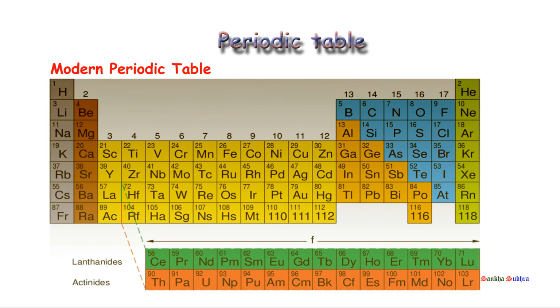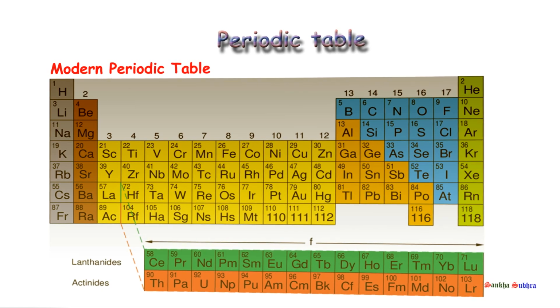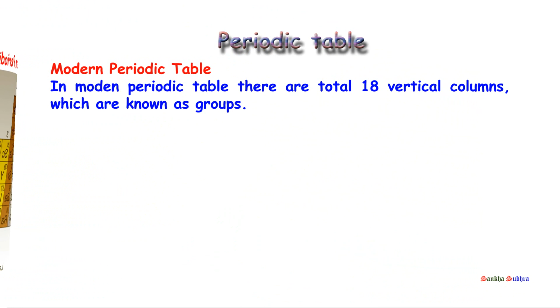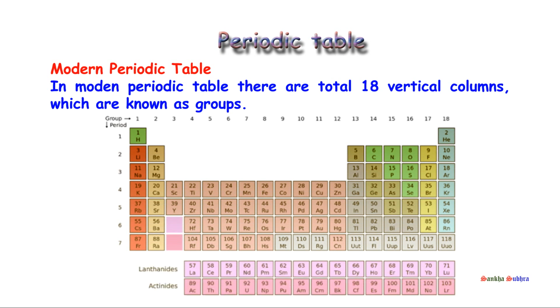The modern periodic table looks like this, where we have not implemented the artificial elements. As a result, we have eliminated the atomic numbers 113, 114, 115 and 117. If we observe the modern periodic table very carefully, we will see that there are 18 vertical columns, and those 18 vertical columns are termed groups. So in the modern periodic table there are 18 groups.